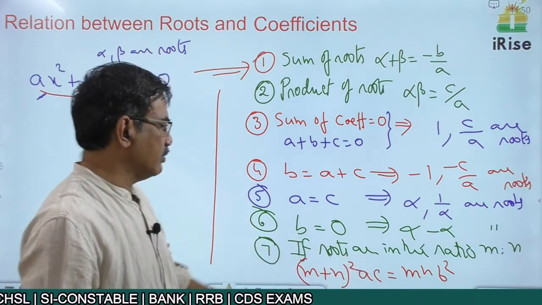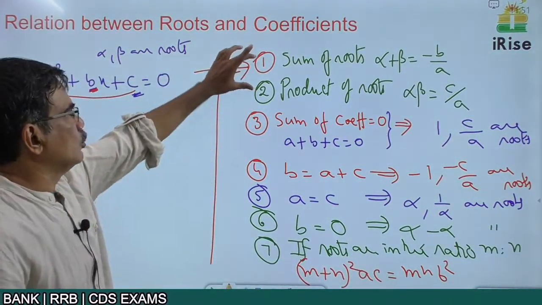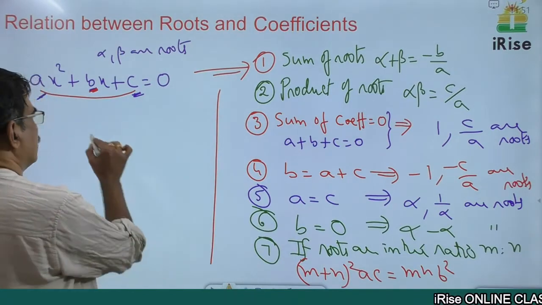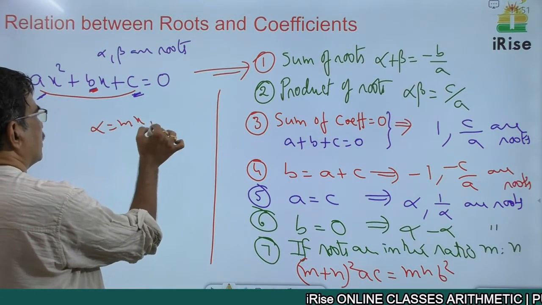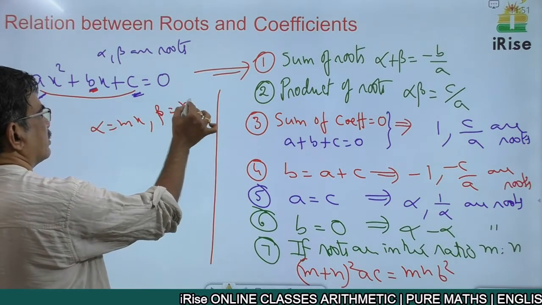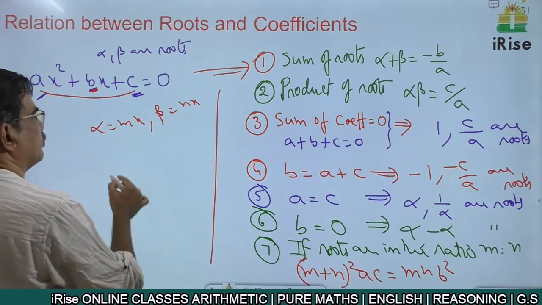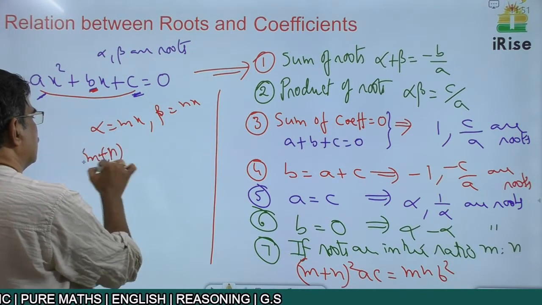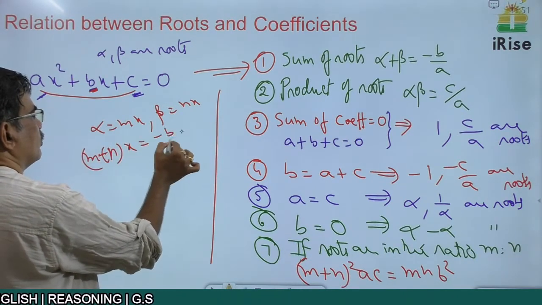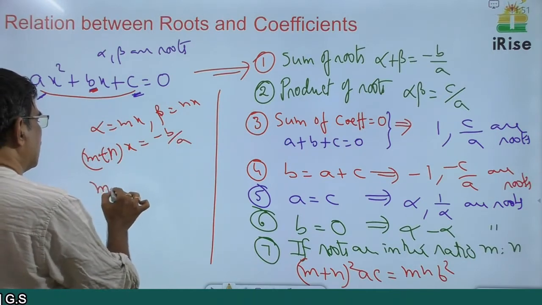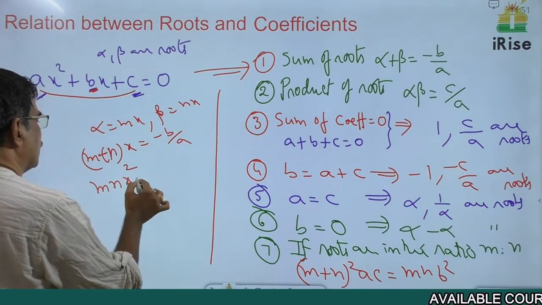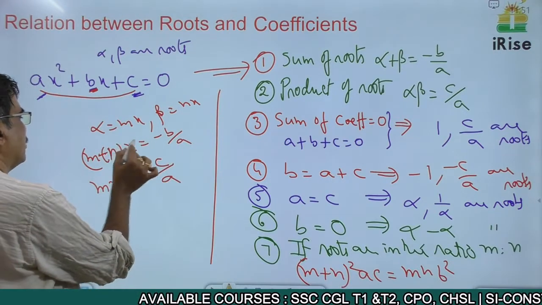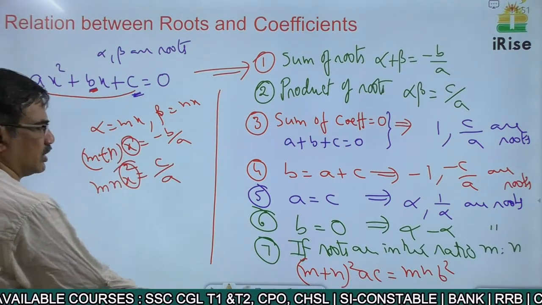Actually, this condition will come by using these two. For example, if roots are in the ratio m is to n, alpha is equal to mx and beta is equal to nx, then what is alpha plus beta? Alpha plus beta is nothing but (m plus n) into x, is equal to minus b by a. Mx into nx, nothing but mn x square, is equal to c by a. So by elimination of x from these two, we get this condition.